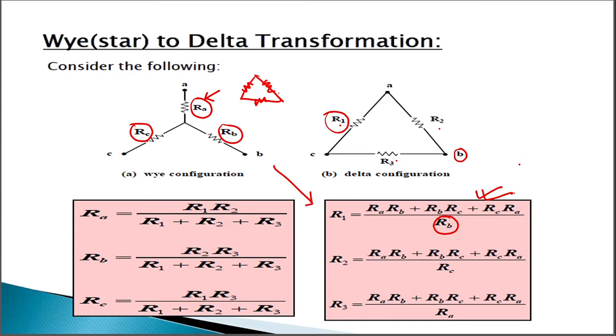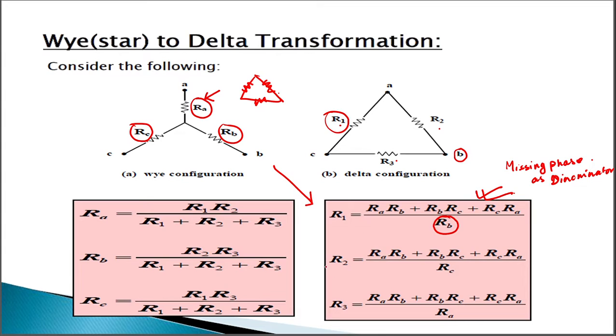So the keyword to remember to convert this delta into a star is missing phase as denominator, right? So missing phase as denominator.